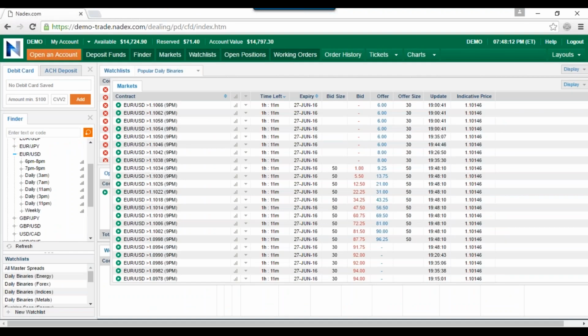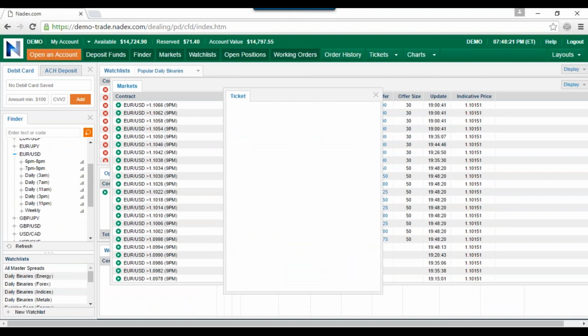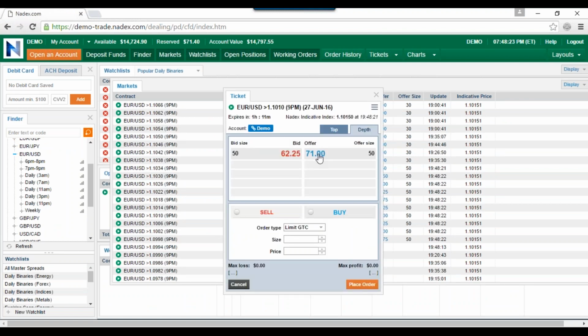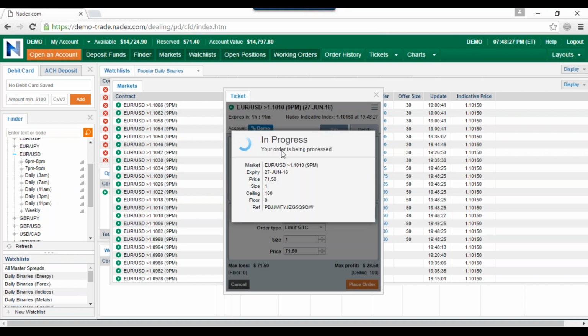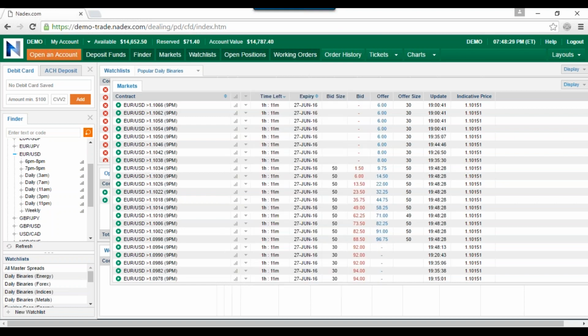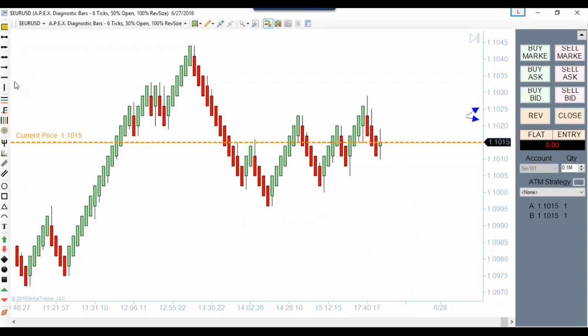My other option was this 1006, or let's just look at this one. Let's look at 1010. All right? So I can buy it for 71 bucks. Where's the 1010 strike? Down here.